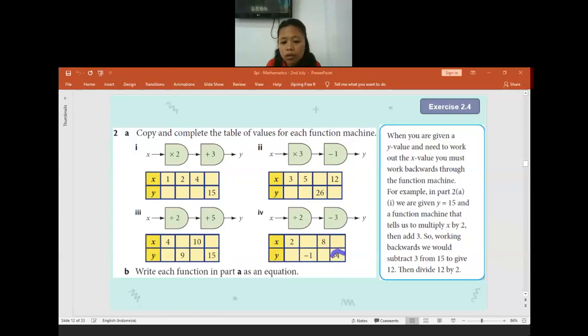So this is 4. And then I look at this one. This is negative 3 because the output is given. So it means I need to do the opposite way. 4 plus 3 equals 7. And then after that we do divide, times by 2. 7 times 2 equals 14.